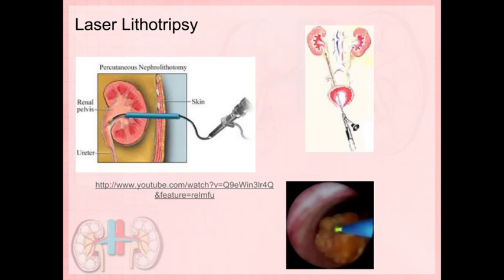Laser lithotripsy is a minimally invasive method for breaking up stones. It uses laser instead of shock waves. Lasers have the ability to break up the stones without damaging soft tissue. This method can be used during percutaneous nephrolithotomies or ureteroscopies.